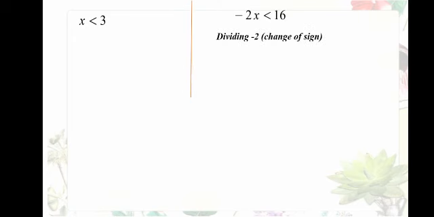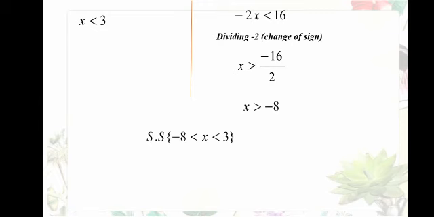Here the equation has a negative sign, so dividing by minus 2, the inequality will be changed. So the equation will become x is greater than minus 16 over 2. So the answer is x is greater than minus 8. For writing the solution set, we will write the negative number first. Minus 8 is less than x less than 3. So this is the equation. You will combine these equations and you will get an answer.